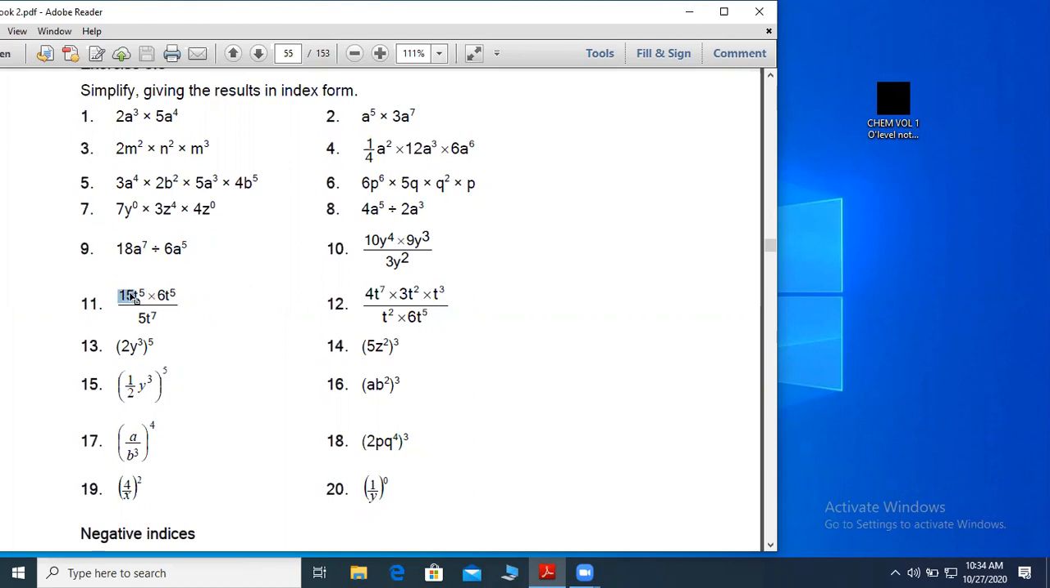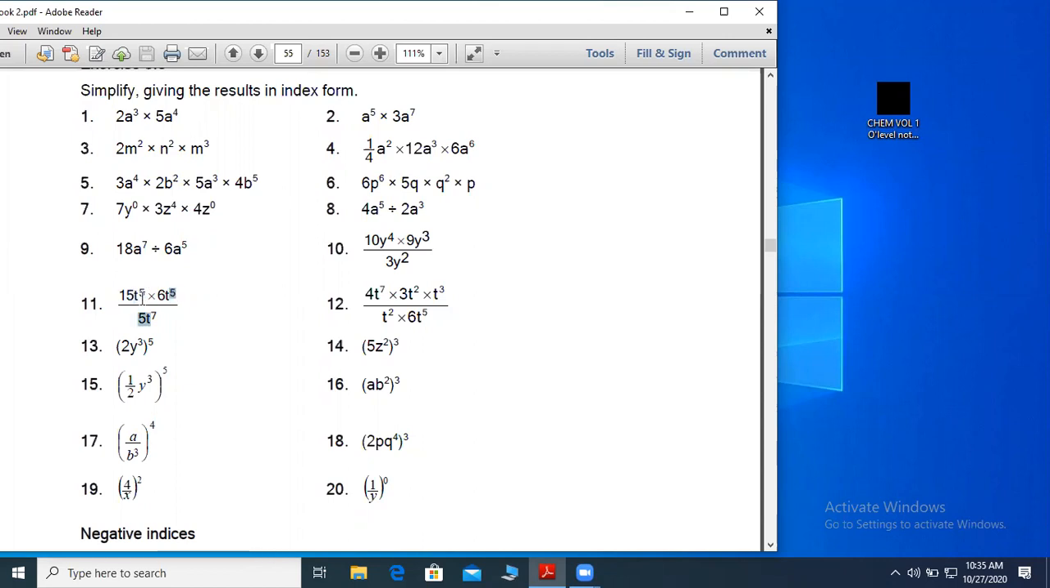together. For example, t to power 5, then t to power 5. That means you are going to have 15 times 6 divided by 5. Then you multiply by t to power 5 times t to power 5. The base is the same. So you write one base and add the powers.